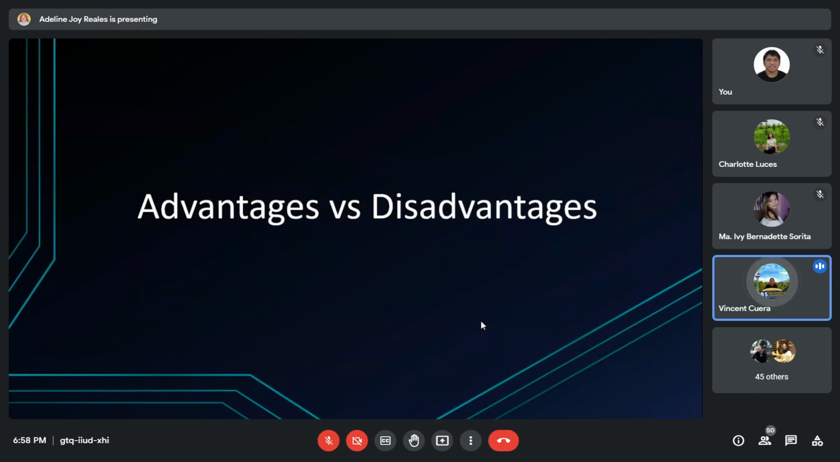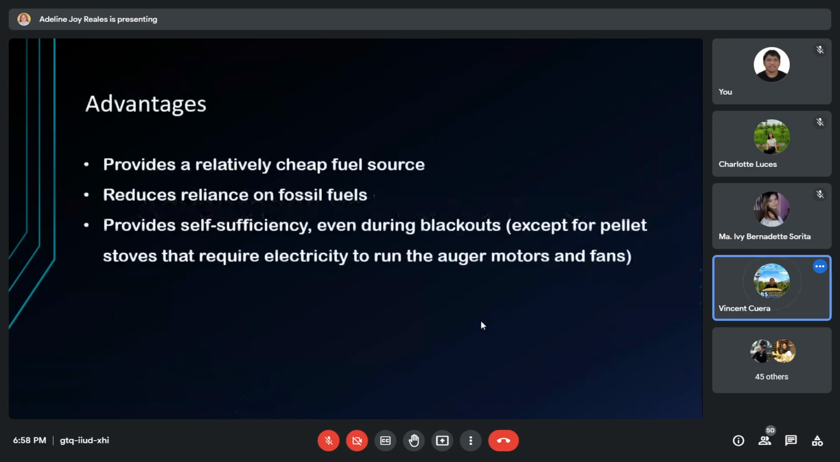So what are the advantages and disadvantages of biomass? Next po. So it provides a relatively cheap fuel source, reduces reliance on fossil fuels, and provides self-sufficiency even during blackouts. Next po.